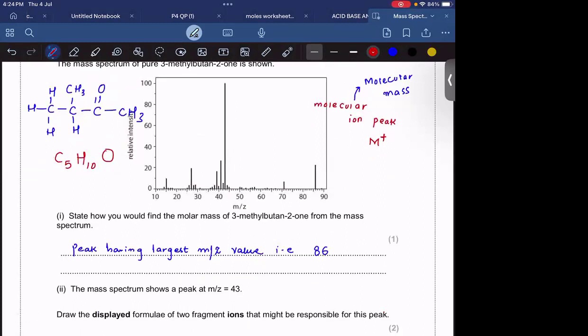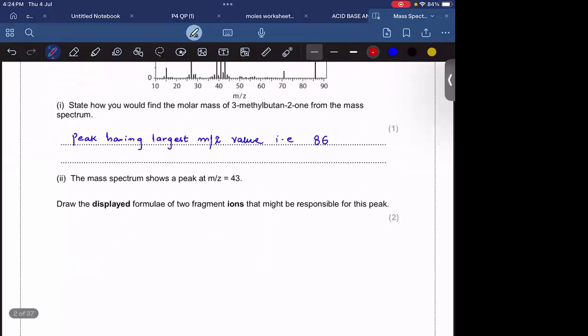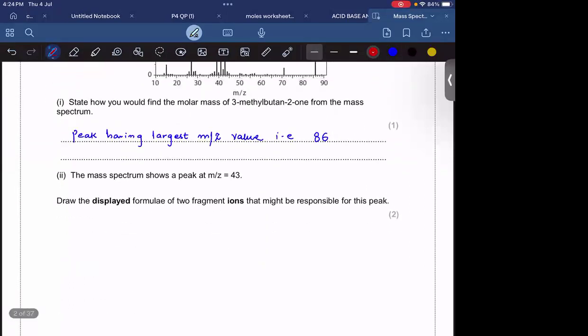So what is 43? First of all, you have to draw the structure of the compound. Then you have to break it down in such a manner that it is fragmented into a component having a molecular mass equal to 43.